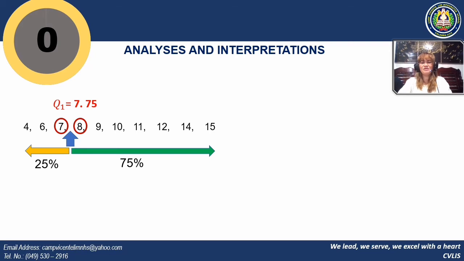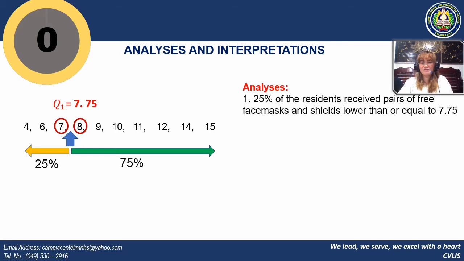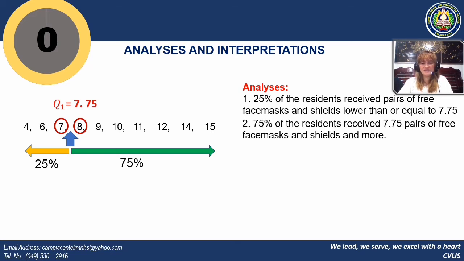So let me reveal 4 possible statements for analysis and 2 for interpretations. First, 25% of the residents receive pairs of free face masks and face shields lower than or equal to 7.75. Second, 75% of the residents received 7.75 pairs of free face masks and face shields and more.